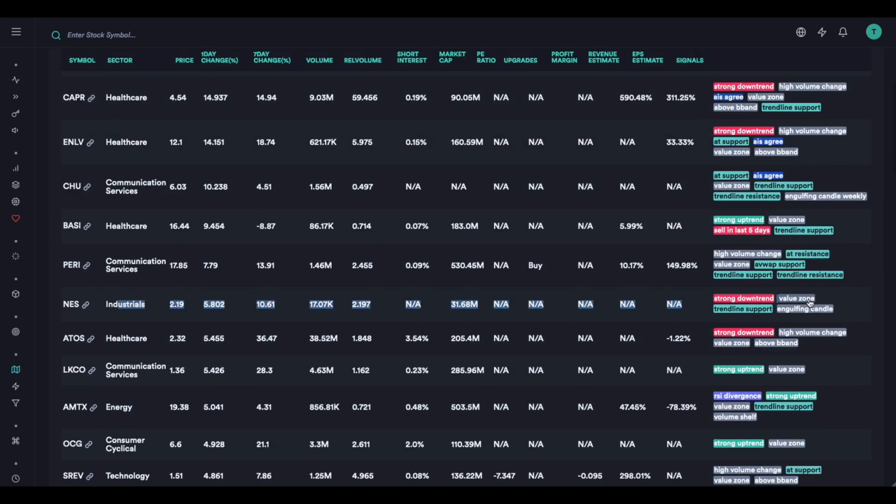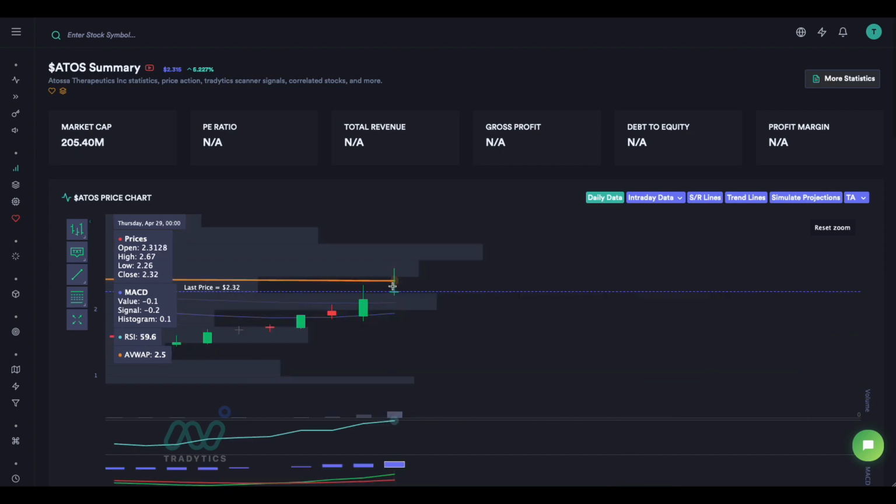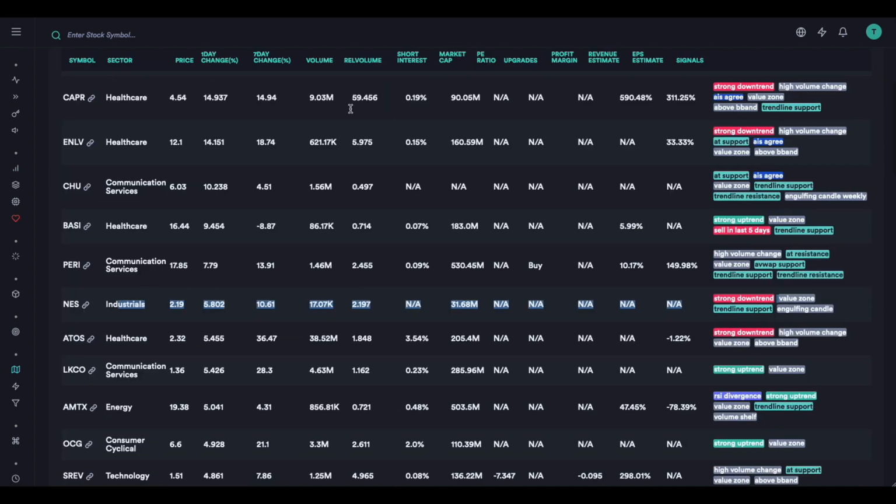You can see that this is in a value zone, and then we have an engulfing candle. We are in a value zone, we are above the Bollinger Band, and then we had a very high volume change. But you can see that we are in a strong downtrend. Here we have been in a long downtrend. What's happening here is, since you cannot see this price between these two values, that's because these, I believe, are exponential moving averages, and this value zone is based on simple moving averages.